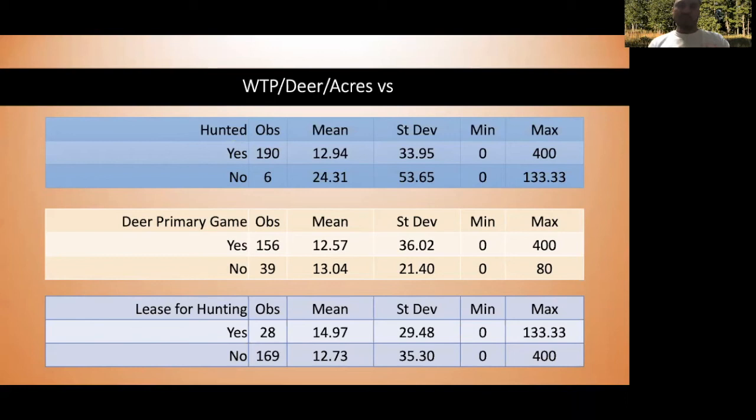The willingness to pay per deer per acre for hunters prioritizing deer as primary game and hunters not prioritizing deer as primary game are about the same. The difference is only about 50 cents. Landowners who have leased the land have average willingness to pay about $2 more compared to those who do not lease land. Landowners leasing land for hunting are willing to pay about $15 per acre per year.